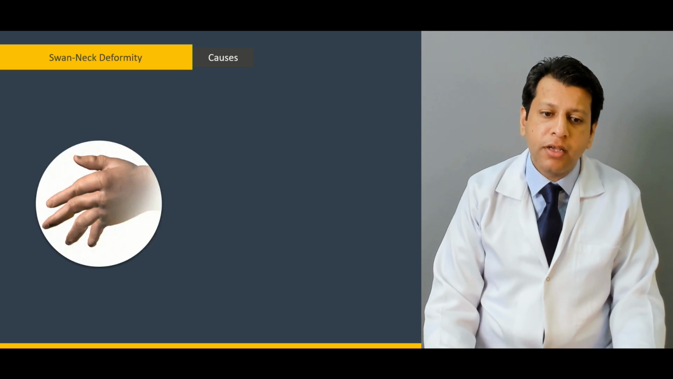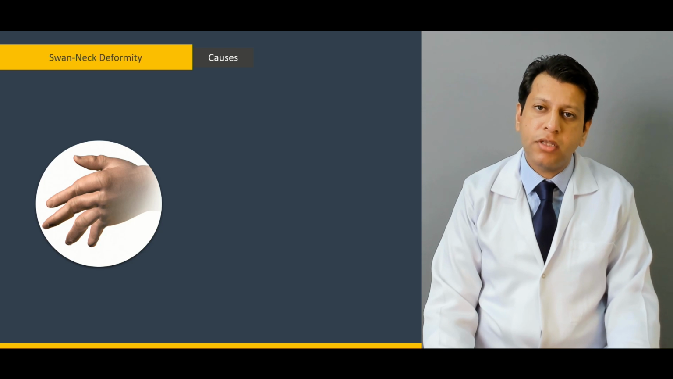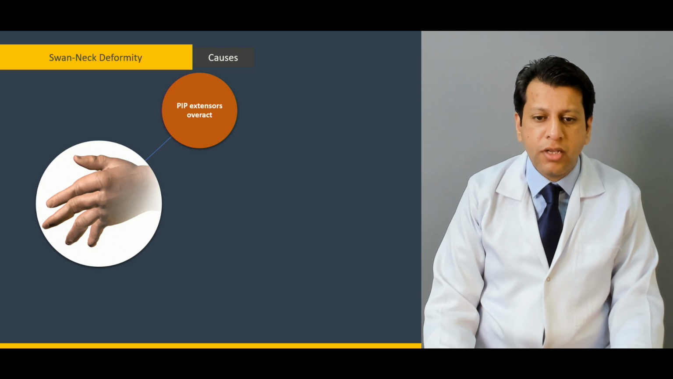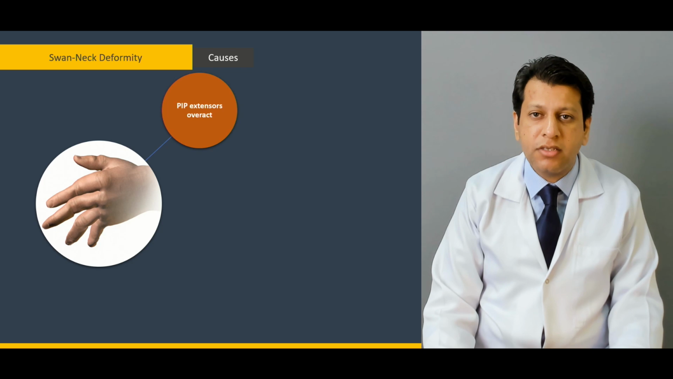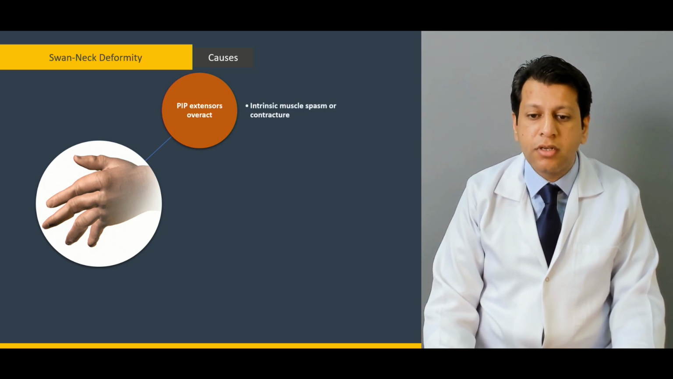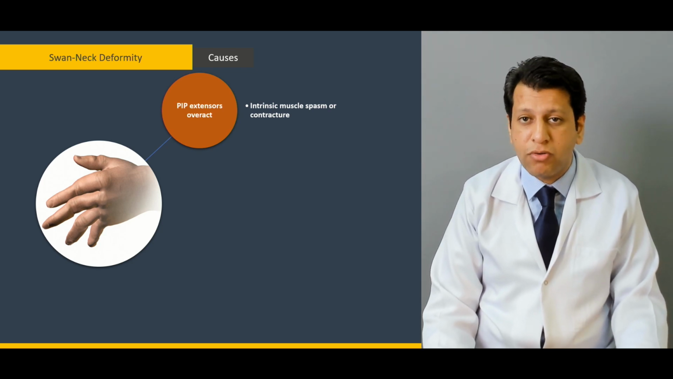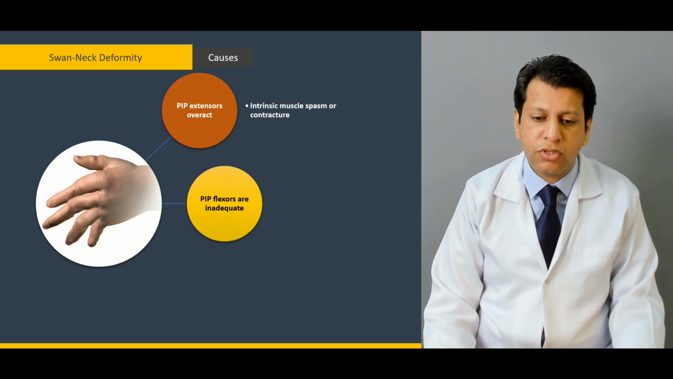Swan-neck deformity is also seen in the PIP, and it's slightly different as compared to the boutonnière and mallet finger. Usually this is caused due to the PIP extensors overreacting. There is actually increased extensor contracture, and this results in extension at the PIP or interphalangeal joint. An intrinsic muscle spasm or contracture may be present, for example, due to neurological causes or other causes as well.